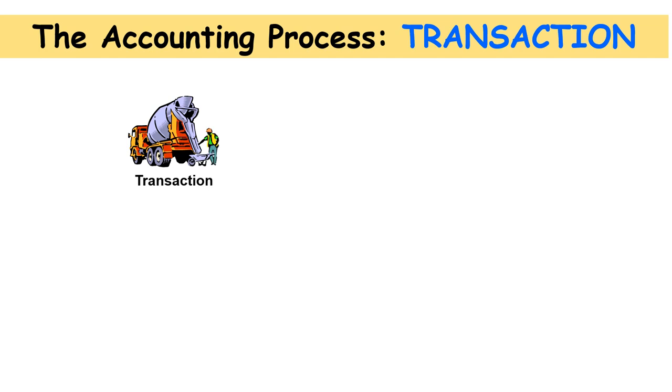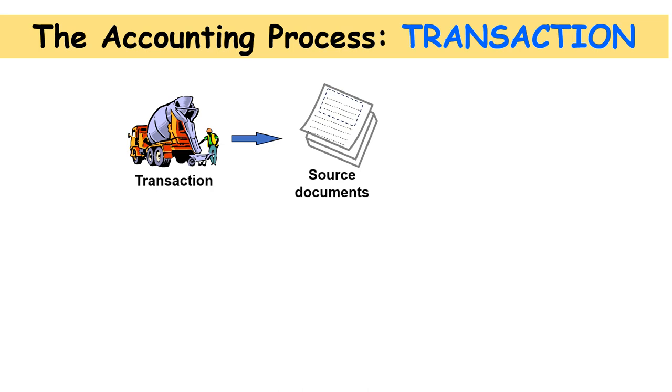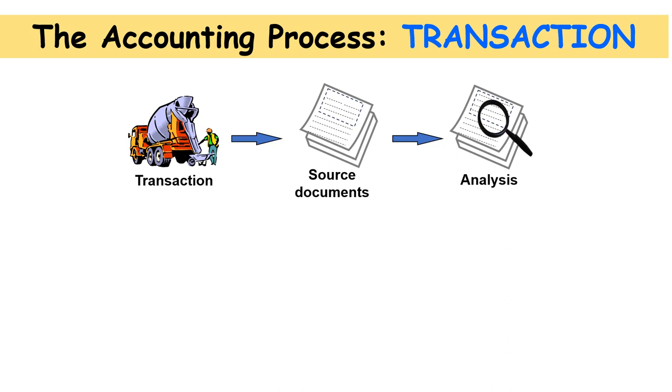So a transaction happens. That transaction produces a source document, and the source document is analyzed by the accountant, and then finally the accountant will record that in the accounting system. So let's talk about each of these steps in the accounting process for the transaction to help us understand what they are.